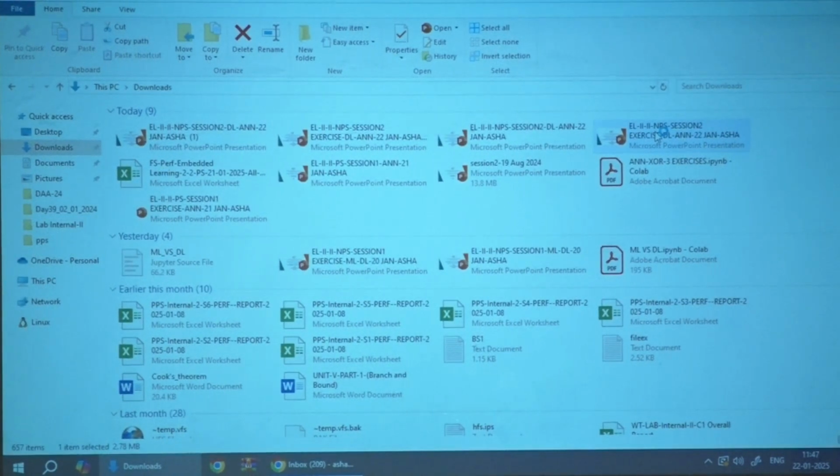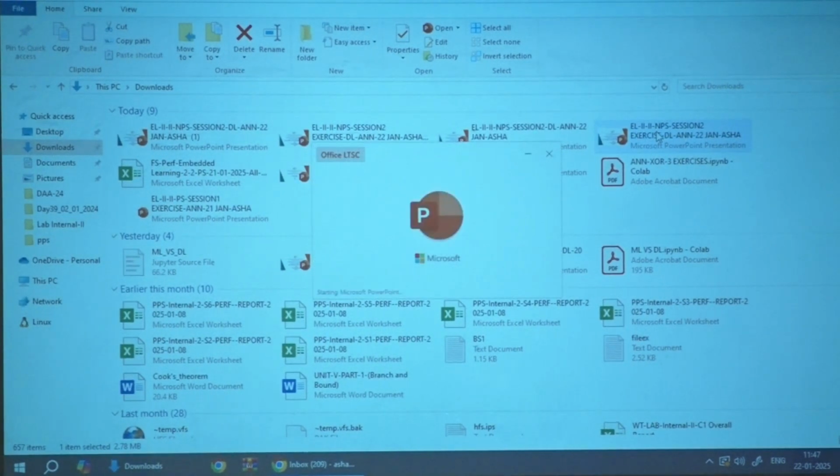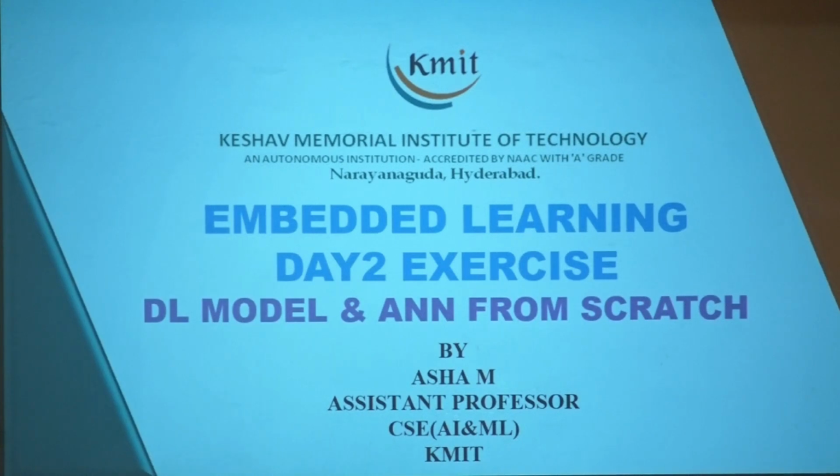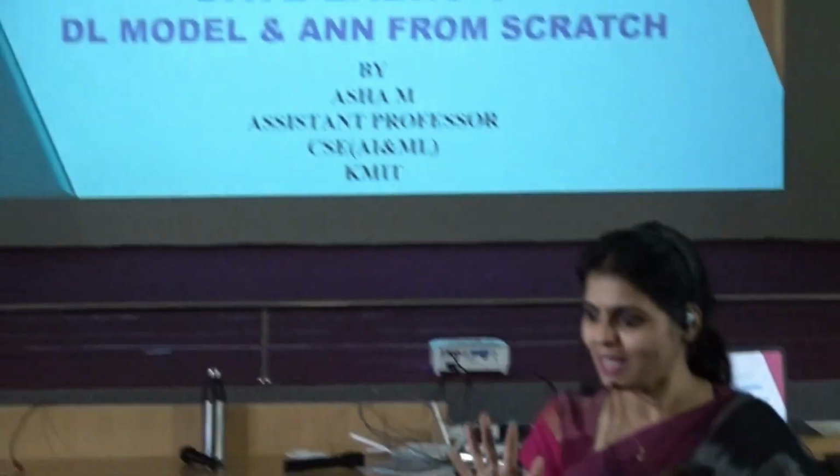So we have half an hour. We have to complete the exercise within this. So I have 2 exercises for you today. One is developing a deep learning model using libraries. The same ANN model using a library. Second, the ANN model from scratch.